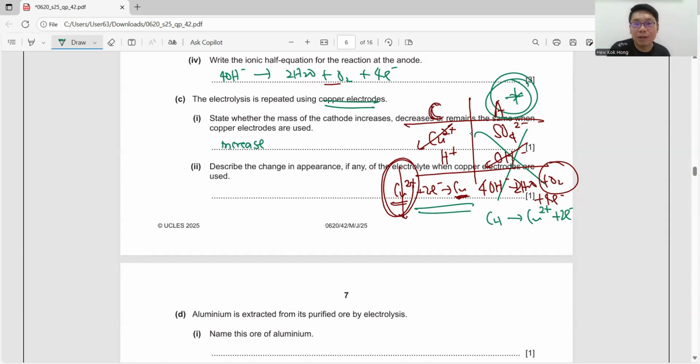Describe the change in appearance, if any, of the electrolyte. Just now we already mentioned color change is based on the copper ion concentration. So here at the cathode, they will use copper ion, but at the anode, they will produce copper ion. So that's why in the end the copper ion concentration is unchanged.